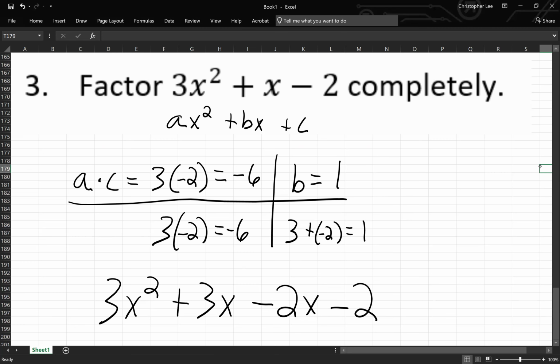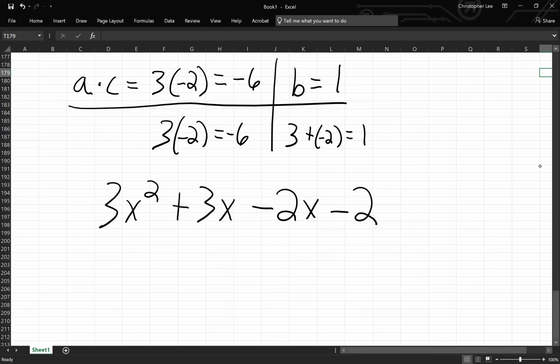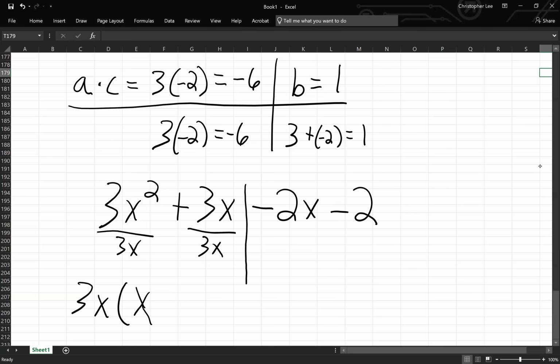Now look where I'm back to. I'm back to having four terms. So we know what to do when we have four terms: we're going to group them. We have our left-hand group and our right-hand group. In my left-hand group, I have 3x squared plus 3x. What's the greatest common factor? 3x. Perfect. When I factor out a 3x, I'm dividing by 3x. 3x squared divided by 3x is x, and 3x divided by 3x is 1.